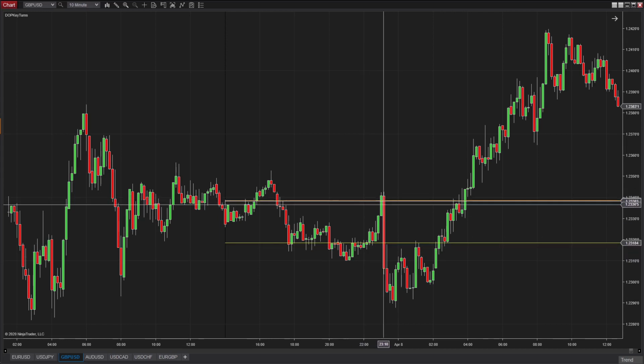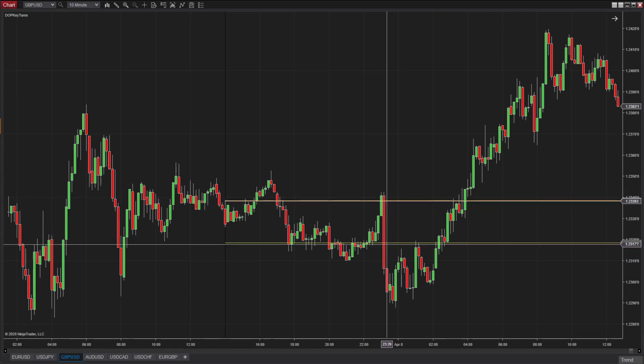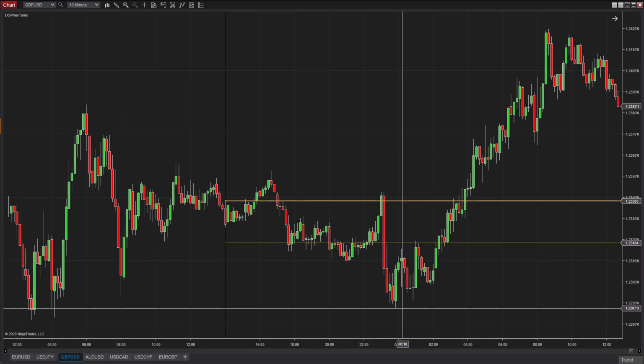Comes back up to here. There's a great short opportunity. You can get long, or you could get long, and then you reverse it short. That moves down here.